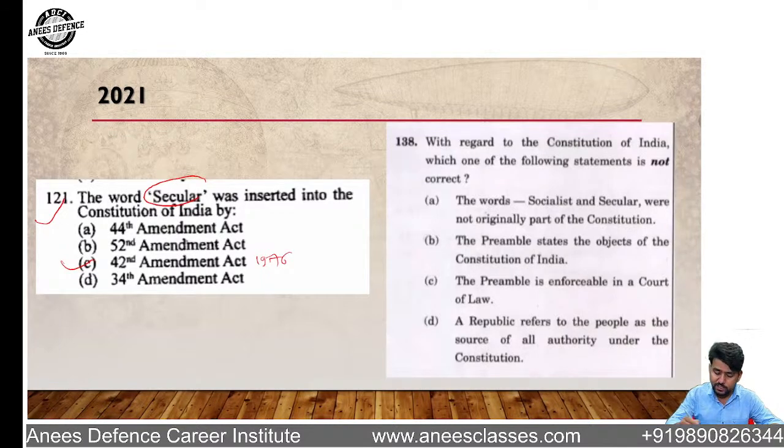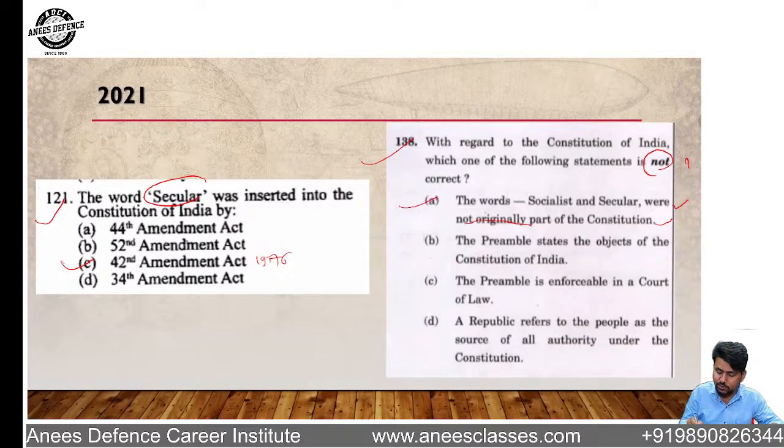Is that very clear? Now, if you see this question, they are saying, with regard to the Constitution of India, which one of the following statements is not correct? Which of the following is not correct? They are asking. Okay, so let's study one by one. The words socialist and secular were not originally part of the Constitution. Is it correct? Yes. That means the socialist and secular words were not originally part of constitution. This is correct, because the original constitution, which commenced in 1950, didn't have these words, right? And they were added in 1976. So this statement is correct.